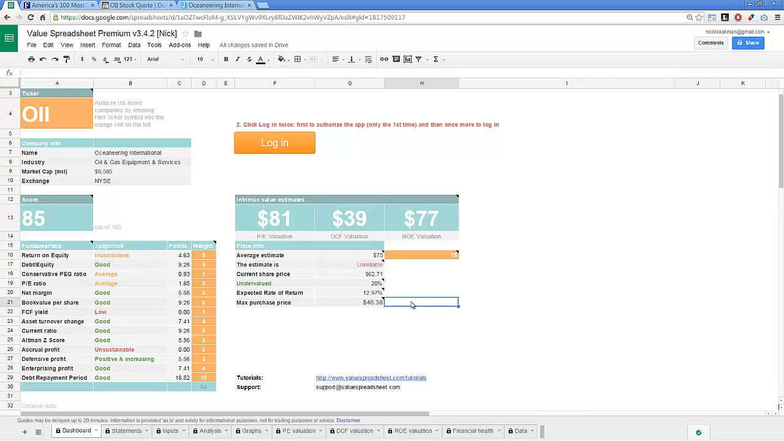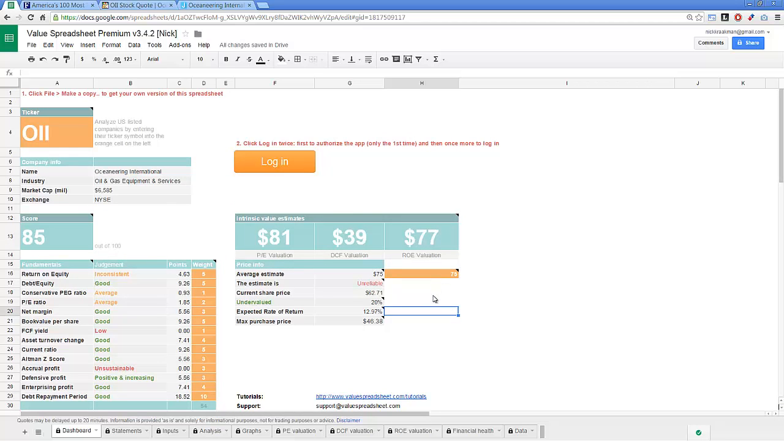And yeah, so I think if we look at this company, we see that the max purchase price is $46, which means if you want a 20% return on your investment every year, then you should not purchase this stock until it falls below this price. If you purchase it at the current price, you can expect to earn around 12-13% a year, which is still decent. However, I prefer, as I said, to earn around 20% a year, so I will not purchase this stock myself. But I think this is a very interesting company in the oil and gas industry.